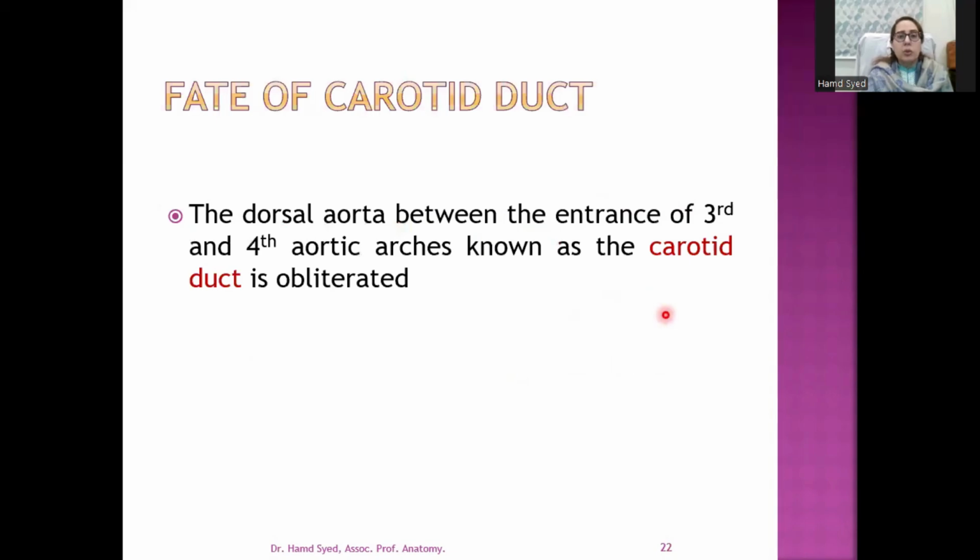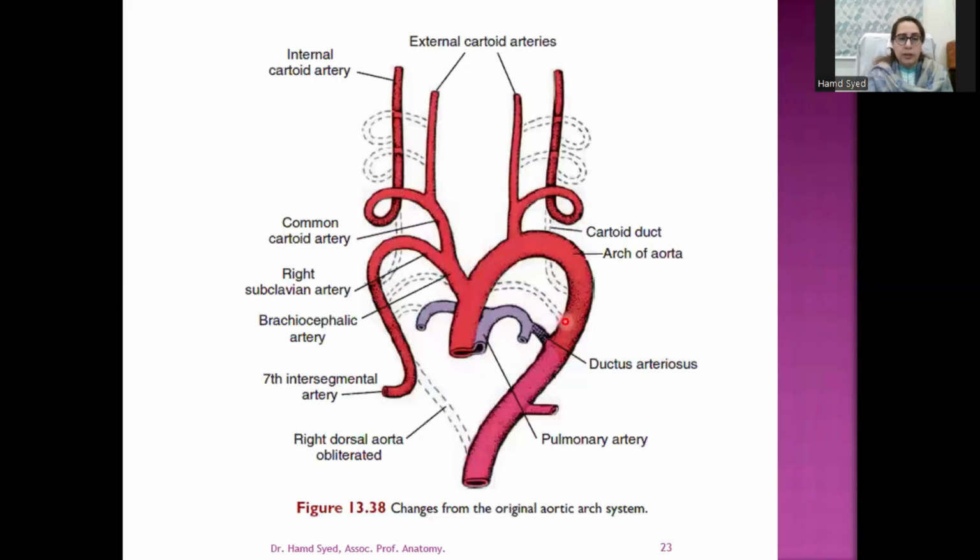What is the fate of the carotid duct? The carotid duct is that part of the dorsal aorta which is between the entrance of the third and fourth aortic arches, and it will be obliterated. So between the third and fourth aortic arches, we are looking at this portion over here. These dotted or broken lines represent the carotid duct, and it will disappear.